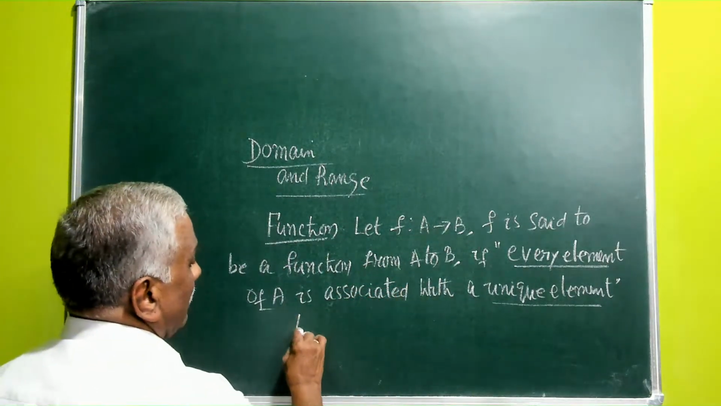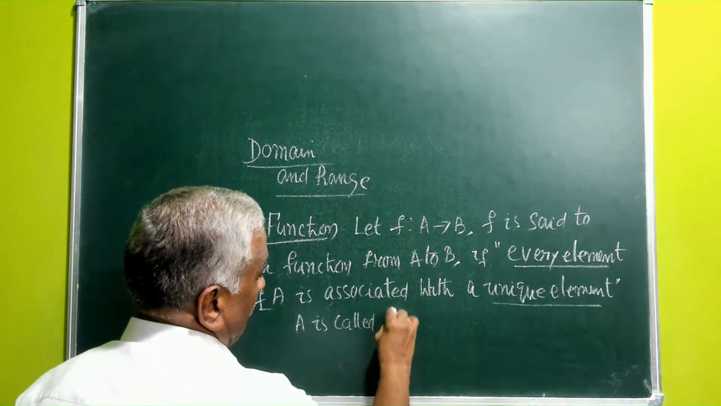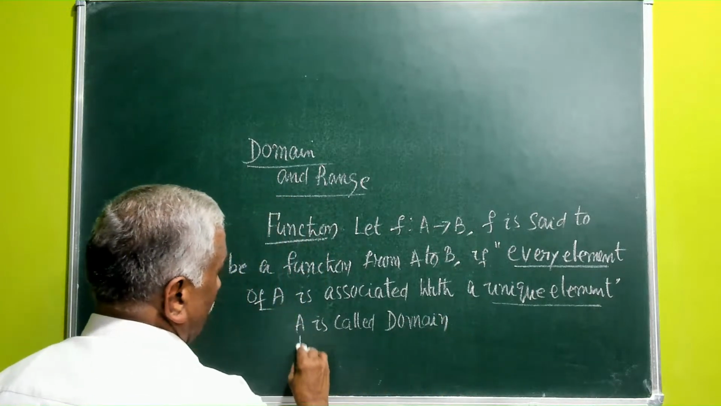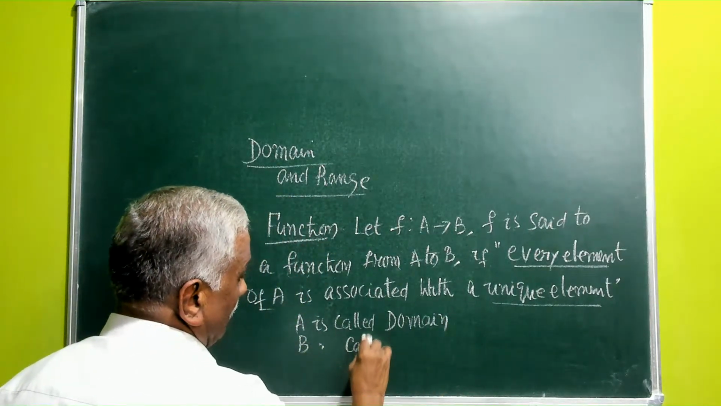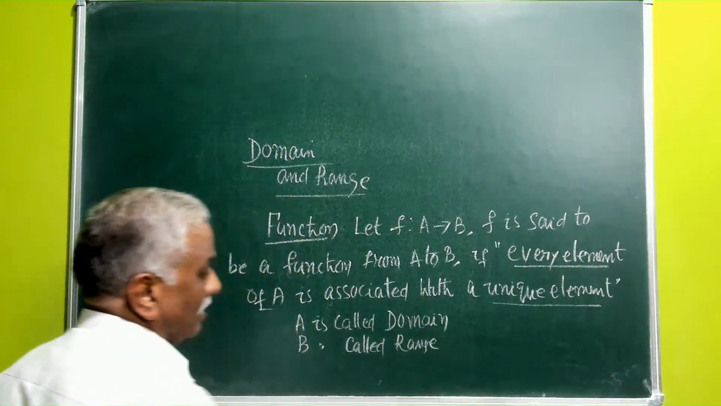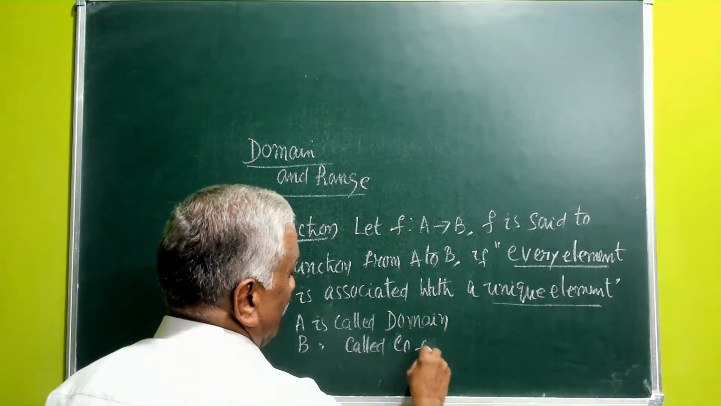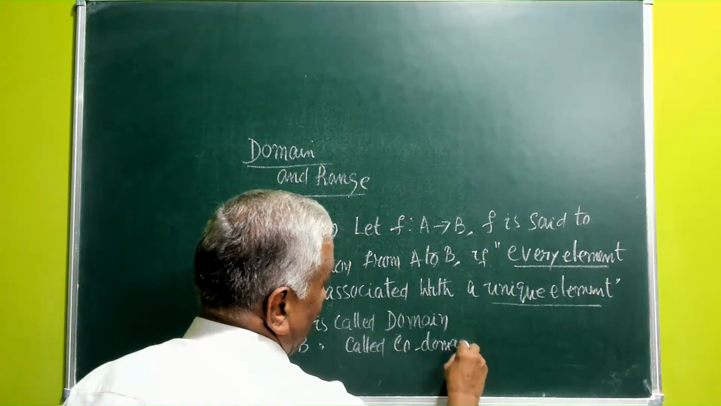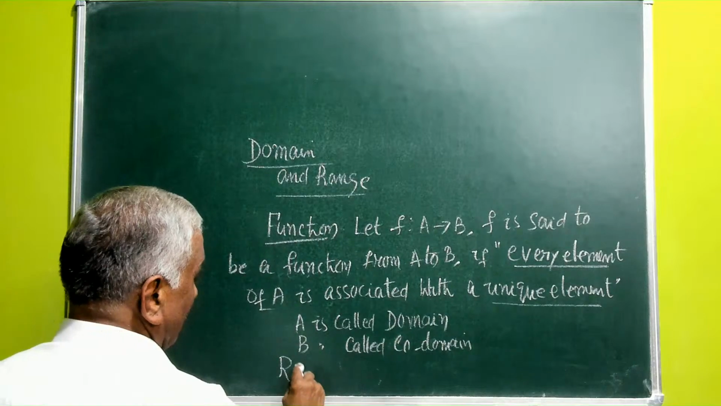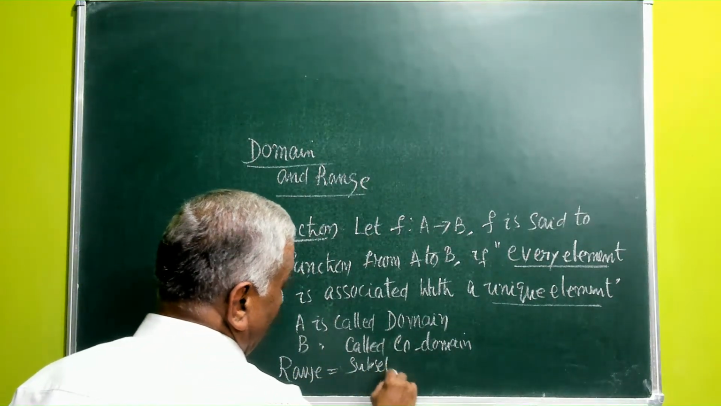What is A called? A is called the domain. B is called, sorry, B is called the codomain. B is called the codomain. What is the range? The range is a subset of the codomain.